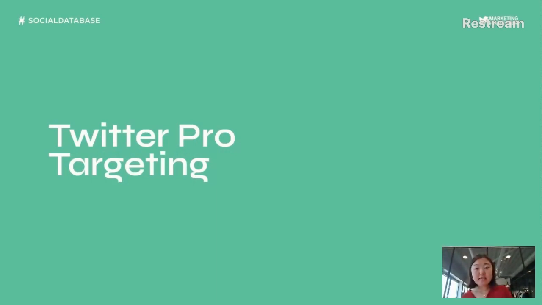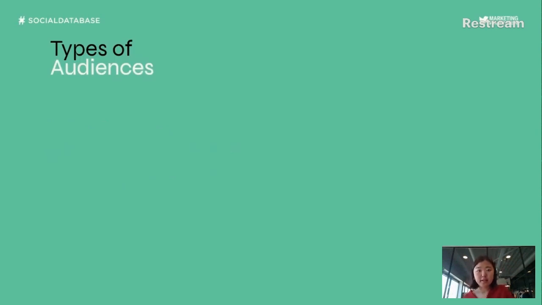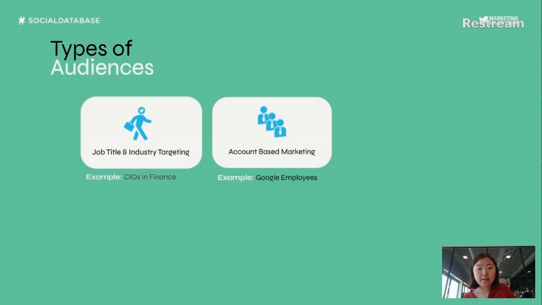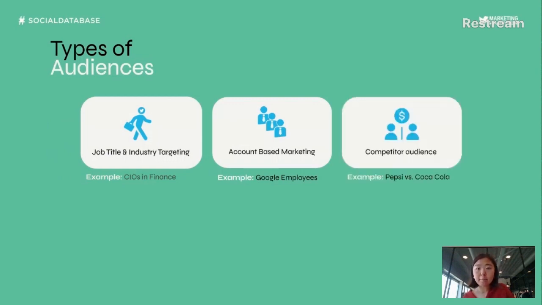So from here, I'll be talking a bit more in detail about the solution that we offer, which we call Twitter Pro Targeting. With Twitter Pro Targeting, you can build a range of different audiences beyond Twitter's native options. These include targeting based on job title and/or industries, such as CIOs and finance. Also, we can do account-based marketing, or in other words, company-level targeting based on your specified target account list. We can also tap into your company's competitor audience as well.